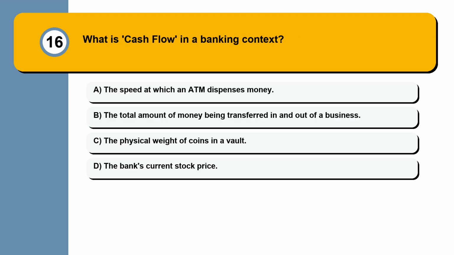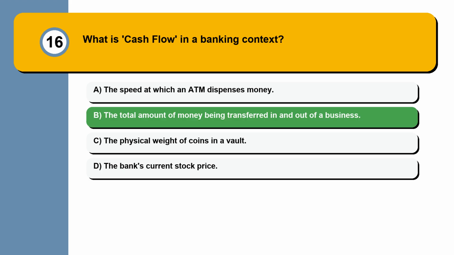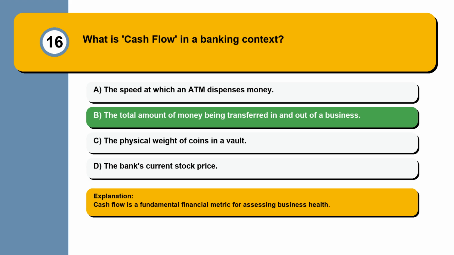Question 16. What is cash flow in a banking context? The speed at which an ATM dispenses money. The total amount of money being transferred in and out of a business. The physical weight of coins in a vault. The bank's current stock price. Cash flow is a fundamental financial metric for assessing business health.